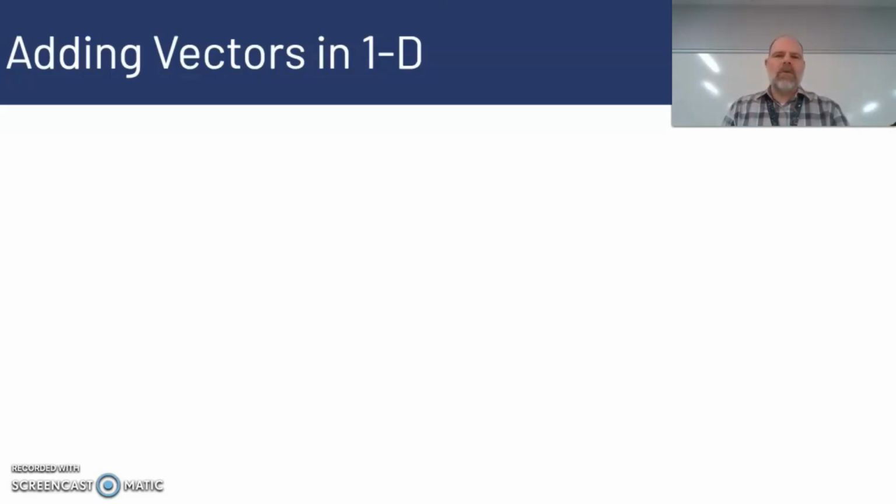Okay, so how do we add vectors in one dimension? In one dimension we mean basically something like on a number line. So you can add vectors in one dimension on the x-axis or on the y-axis. We're going to use the head to tail method for adding vectors.